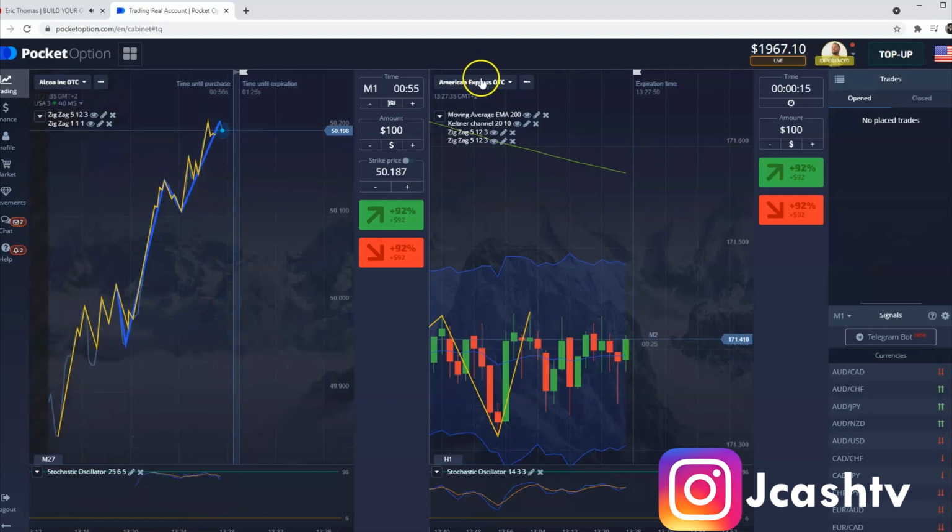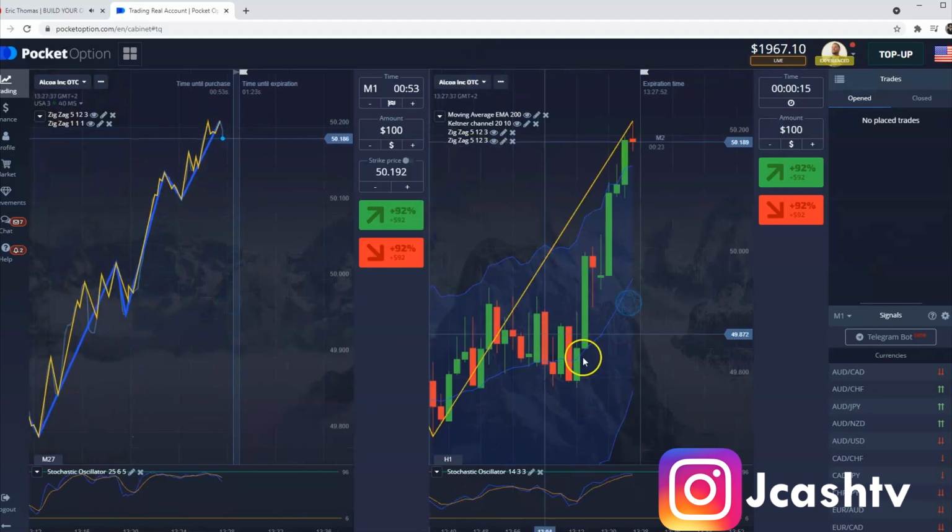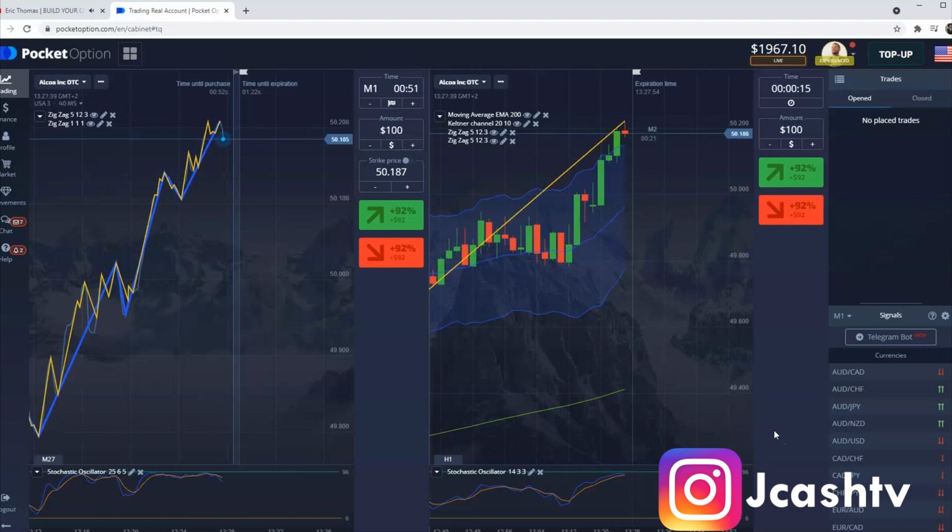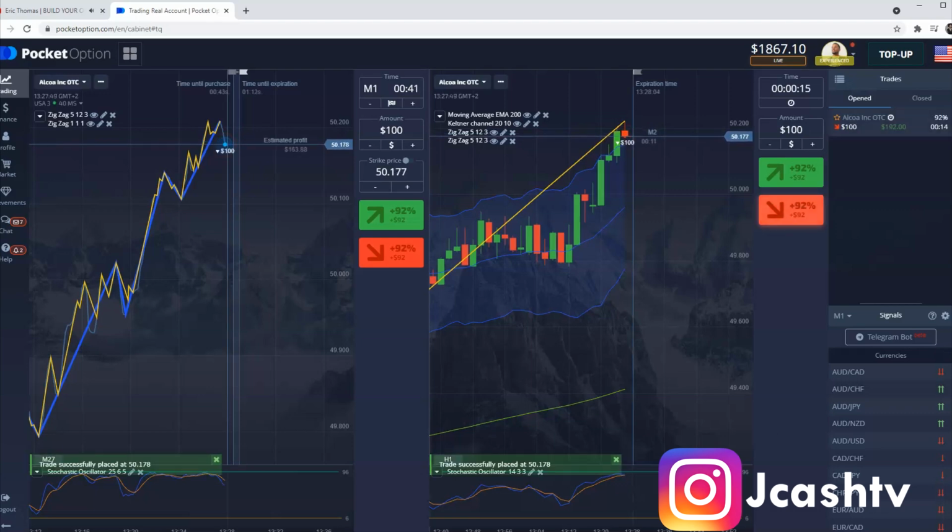I end up clicking on this Alcoa Incorporated. I saw the stochastic was fairly high, looking like it was coming down. The candles were above the Keltner channel, pushing down. And so I decided to sell on this one. So that's why I originally sold on this pair right here. It was in and out, and I think I lost this one right here. Yeah, so I ended up losing that one, right?